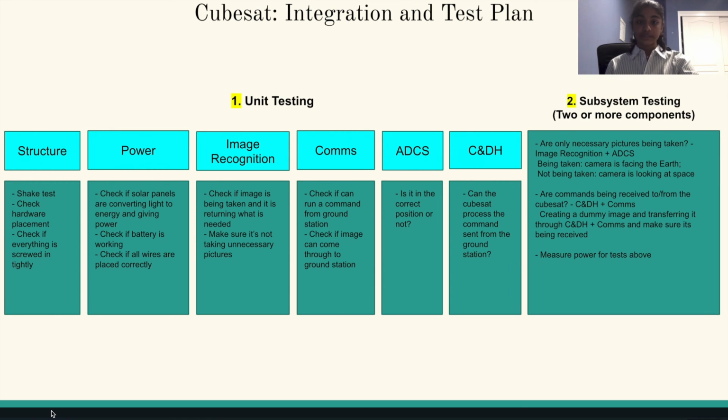For our integration and test plan, we plan to have 3 different parts, one for our CubeSat, the other for the ground station, and a final one altogether. We start off by unit testing, making sure each individual unit is able to work by itself. We then do subsystem testing, where we start testing one system with another and seeing if they're able to work together.